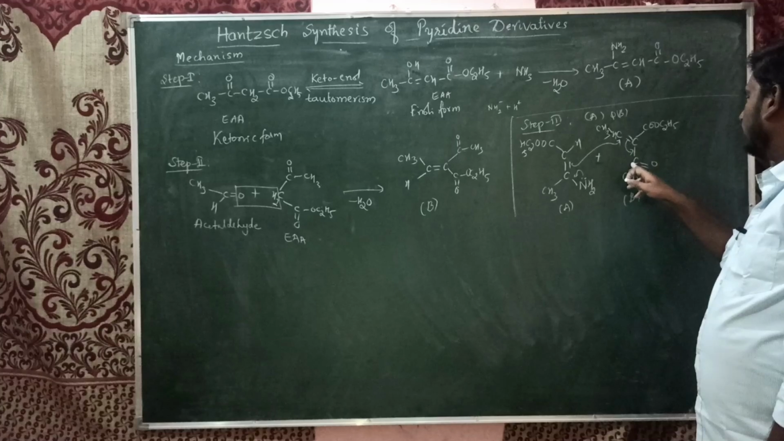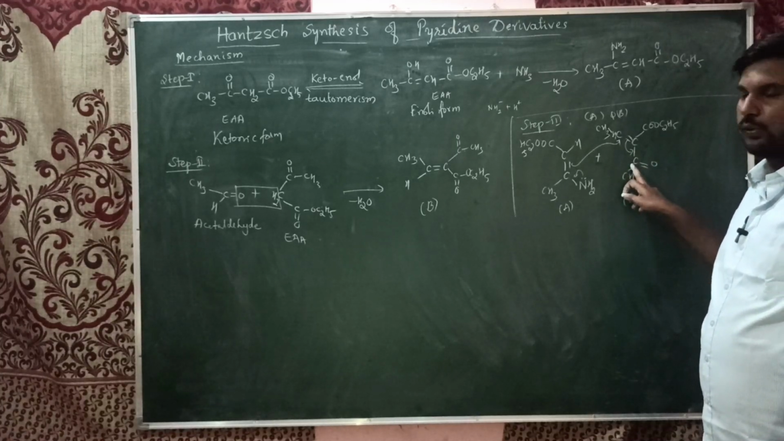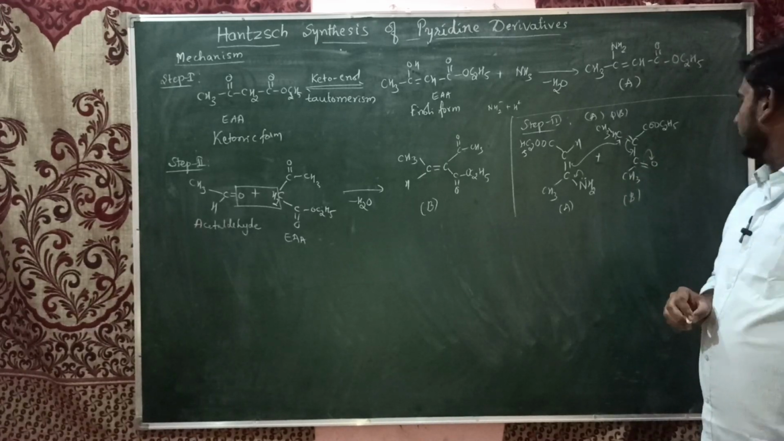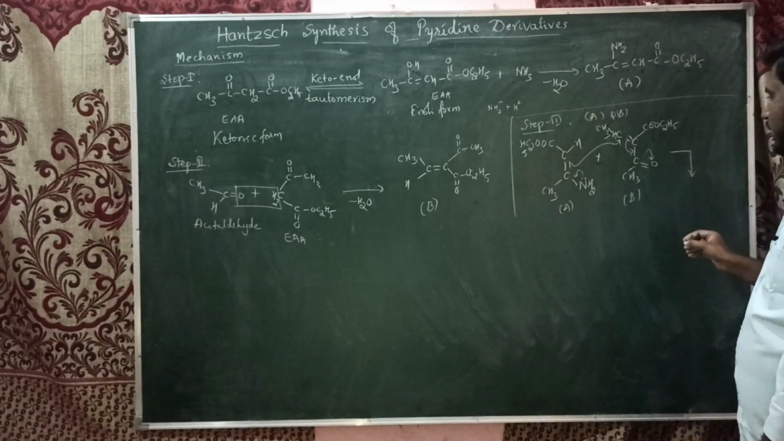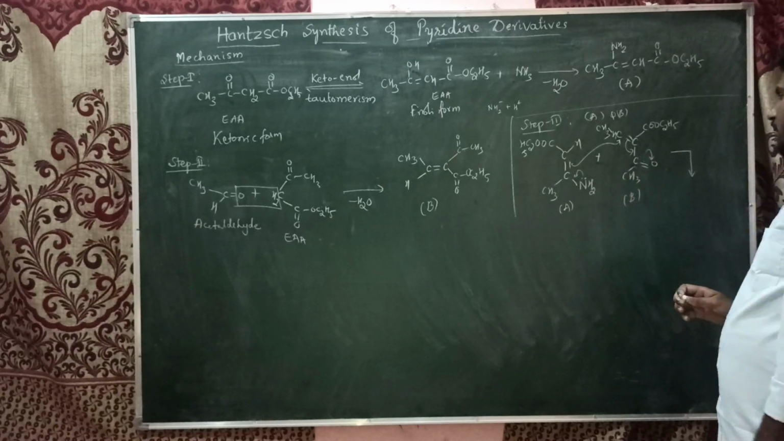Now the electron density on this carbon increases. As you know, the electron cannot be held by the carbon, so it will shift to the oxygen. Okay, so now we get this product. Let me write that compound, and both will now get condensed. Both compounds will become one compound.